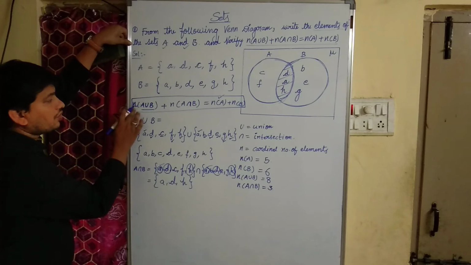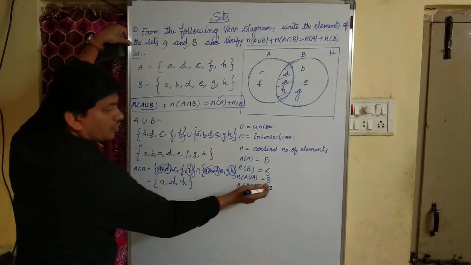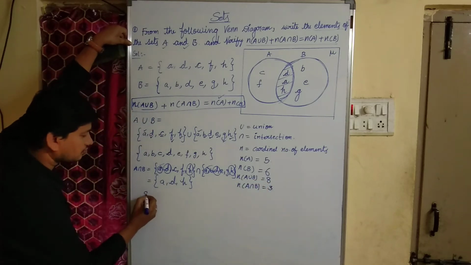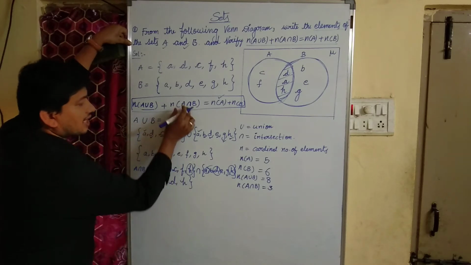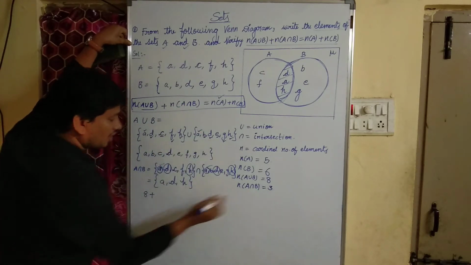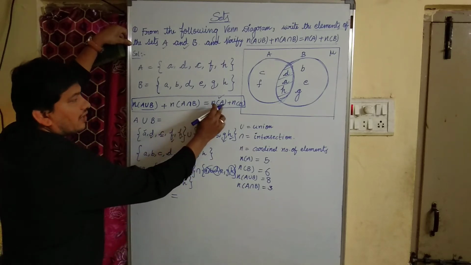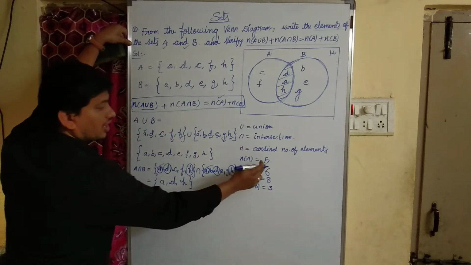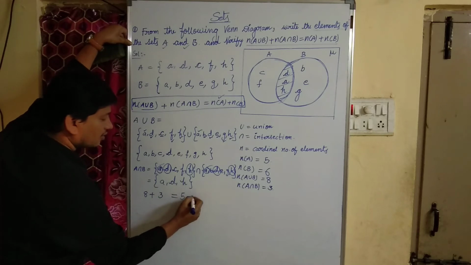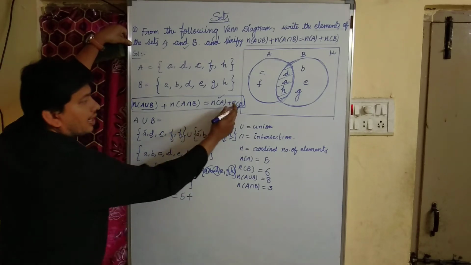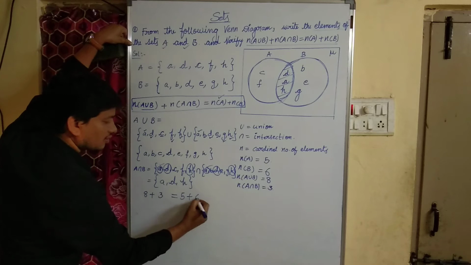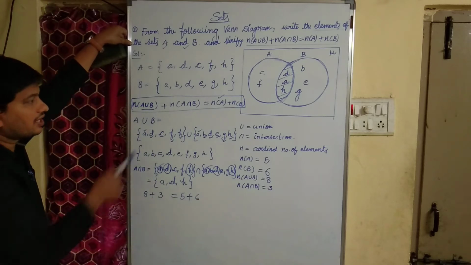What is n of A union B? As n of A union B is 8, plus as n of A intersection B is 3, equal to, as we have here n of A, already we got n of A value 5, plus n of B value 6. Right? They are asking to verify this.